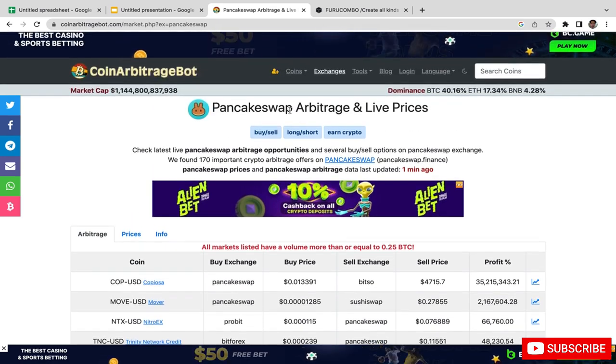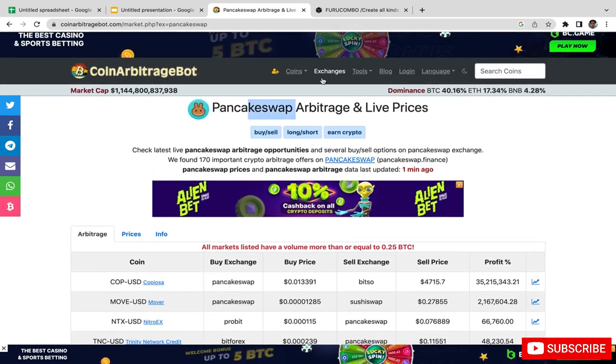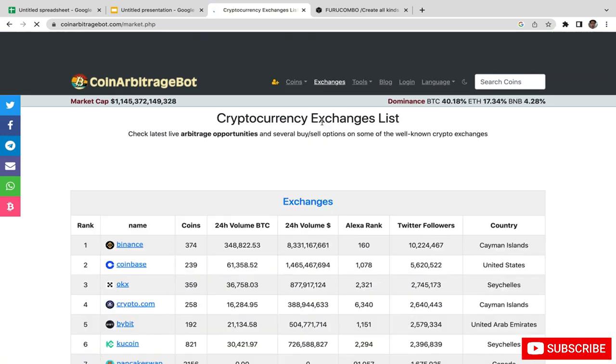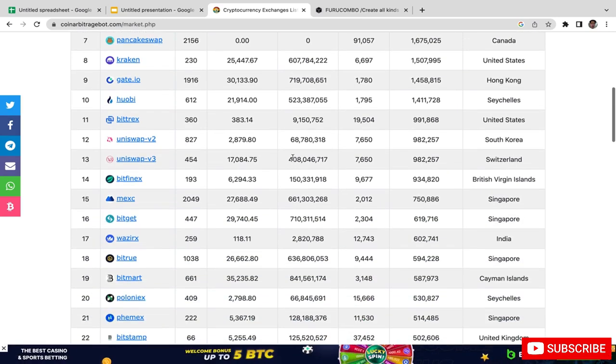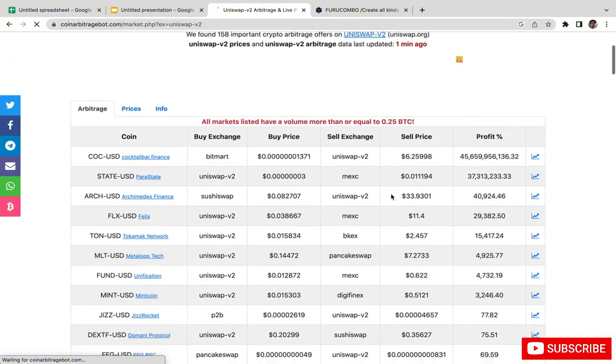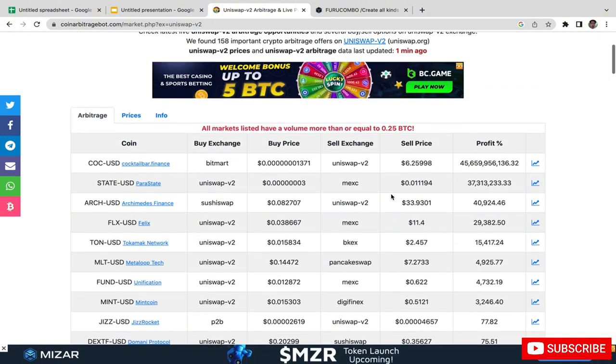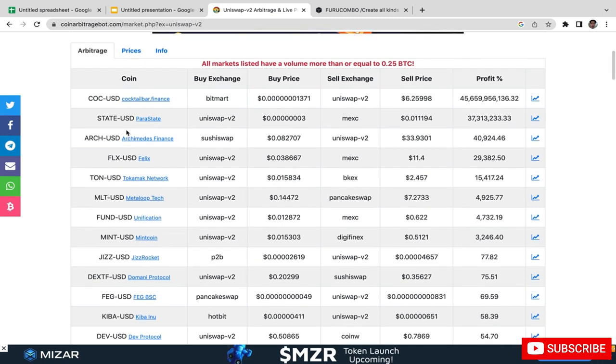I just used PancakeSwap as an example. But if you don't want to use PancakeSwap, you can choose another decentralized exchange that you want to see. Maybe Uniswap V2. Just click on it, and then it will bring you here. See, there's an insane profit margin here, 45 million. But again, it's on Bitmart, and I'm pretty sure Bitmart is a centralized exchange. So definitely it's not supported on Furucombo.